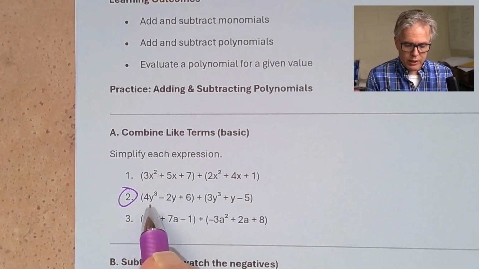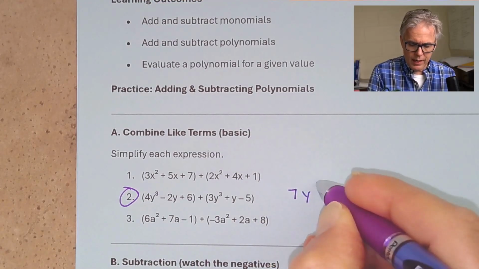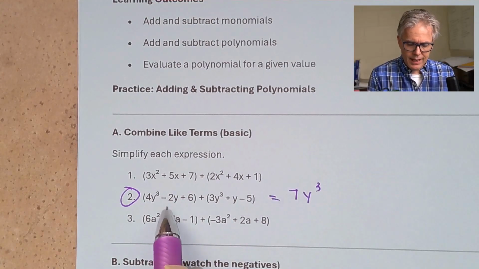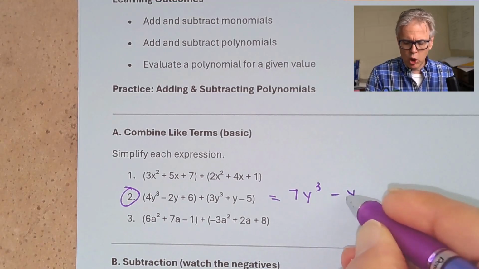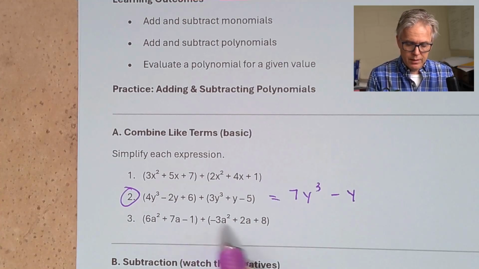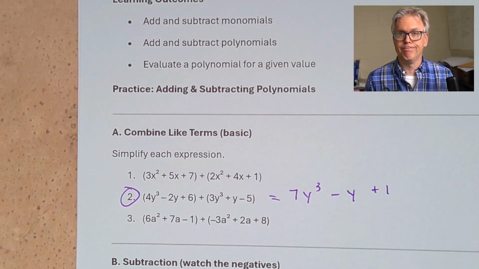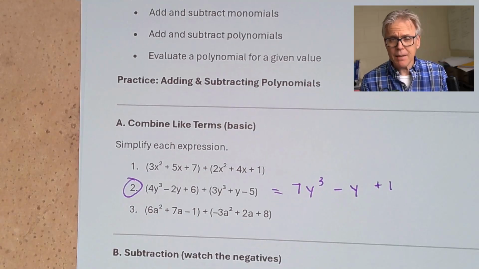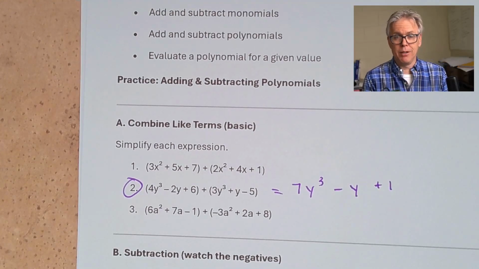So we're going to have 4y cubed plus 3y cubed is going to be 7y cubed. And then negative 2y plus 1y is a negative 1y. And we normally don't put a 1 for a coefficient. You can if you want. I would not count off. And then 6 plus negative 5 is plus 1. That's it. Adding polynomials is generally one of the easier things, particularly compared to exponents, which we've done earlier.